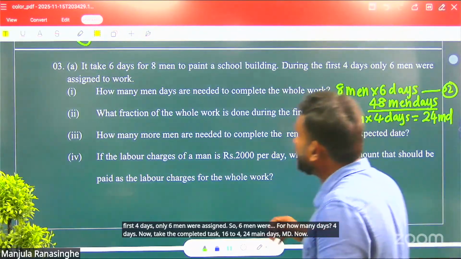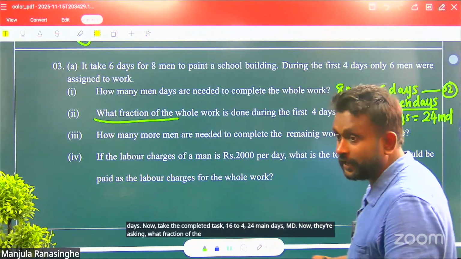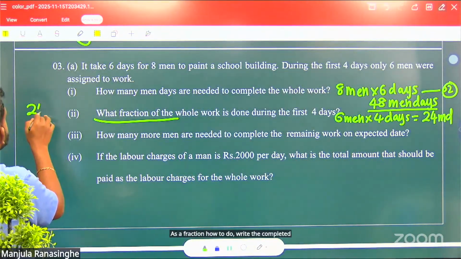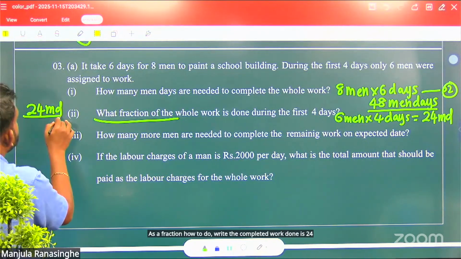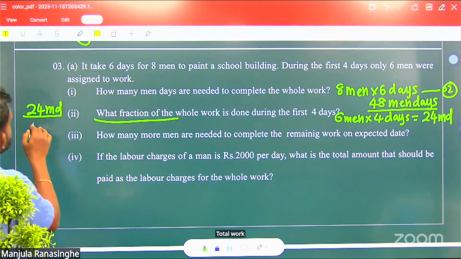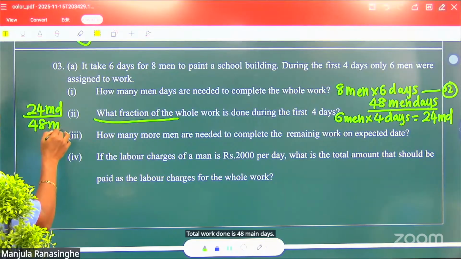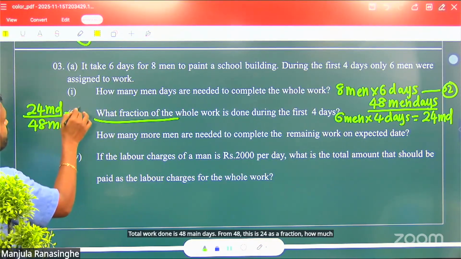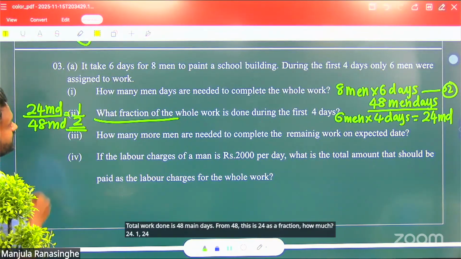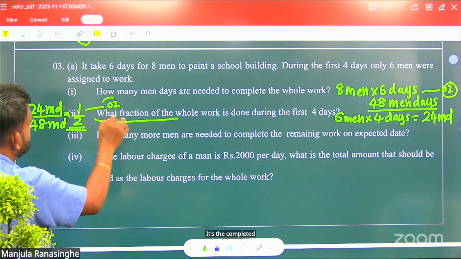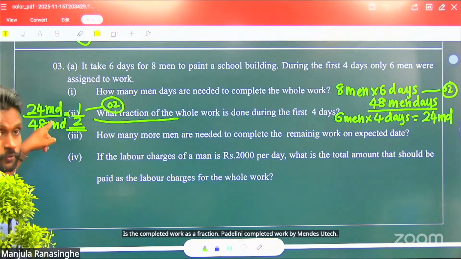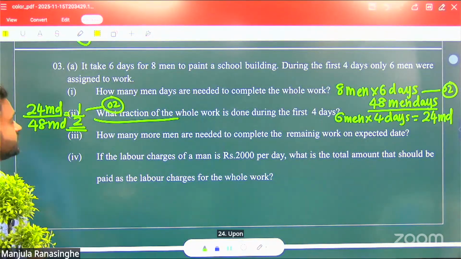Now they're asking what fraction of the whole work is done. As a fraction, how to do? The completed work done is 24 men days. Total work done is 48 men days. From 48, this is 24. As a fraction, how much? 24 by 48, 24 ones are 24, 24 twos are 48. So the answer is 1 half. That is the completed work as a fraction. For the completed work in men days you take 24 upon the total work 48.